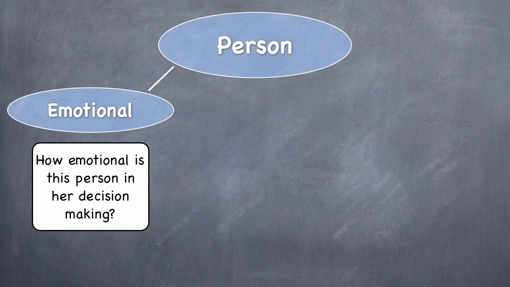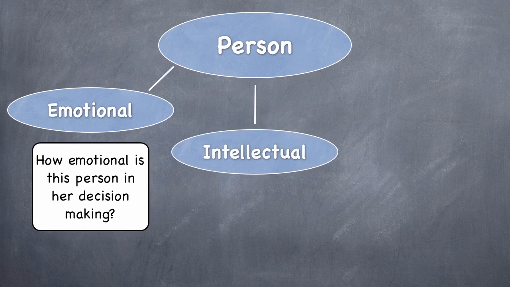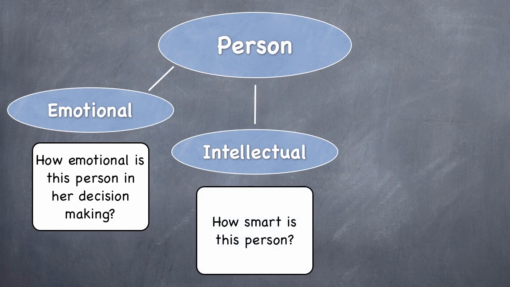Next, what else does any person have? Any person has an intellect. So there's an intellectual aspect. And this part of the essay will answer the question, how smart is this person? Or how this person's decision making is affected by this person's intellect or logic. Again, emotions and intellect are parts that are universal to all human beings.